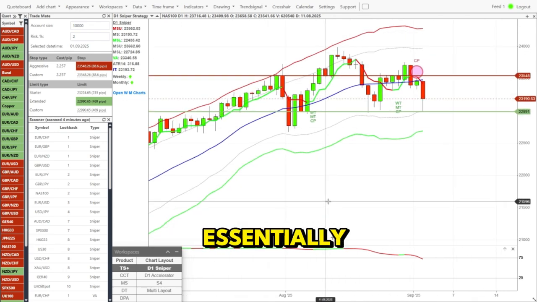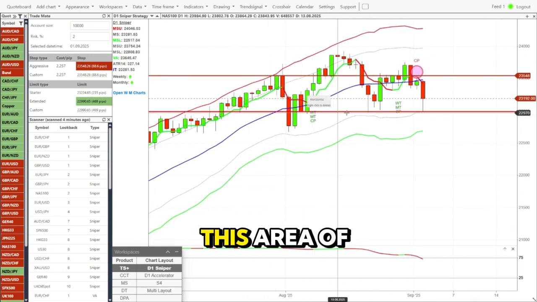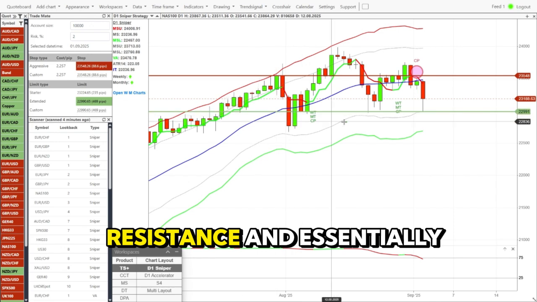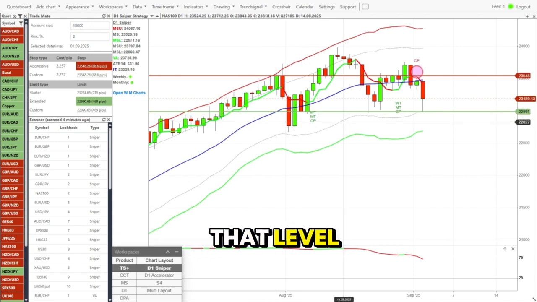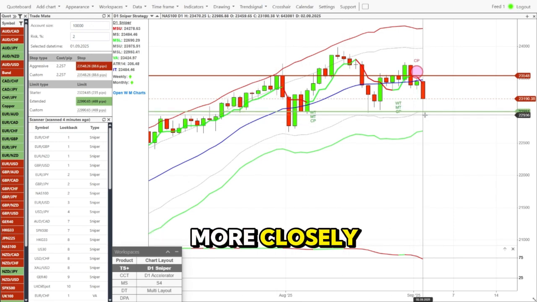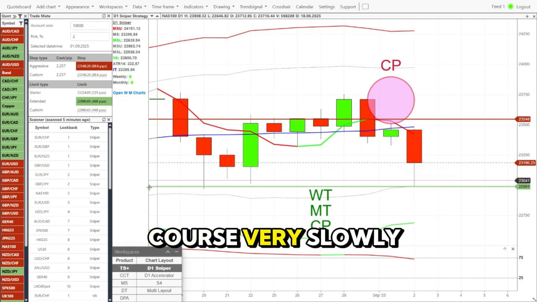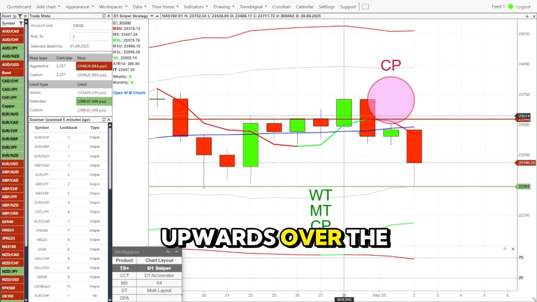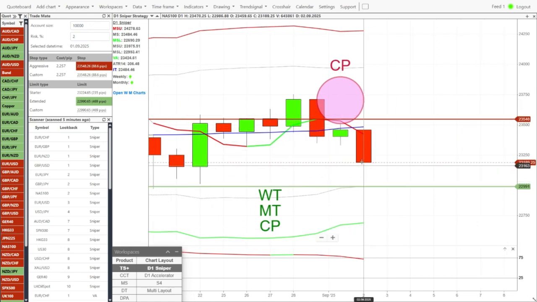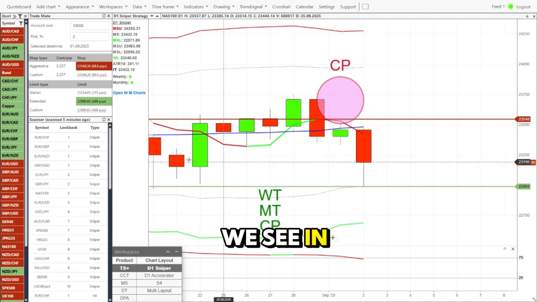What we're doing essentially, if I zoom out, is we're looking to come down to this area of local resistance. And essentially, when we approach that level, we need to manage the trade a little bit more closely to see if it's going to go any further or bounce as it has done in the past and resume its course very slowly upwards over the longer time periods. And to be fair, that's exactly what we see in this trade.